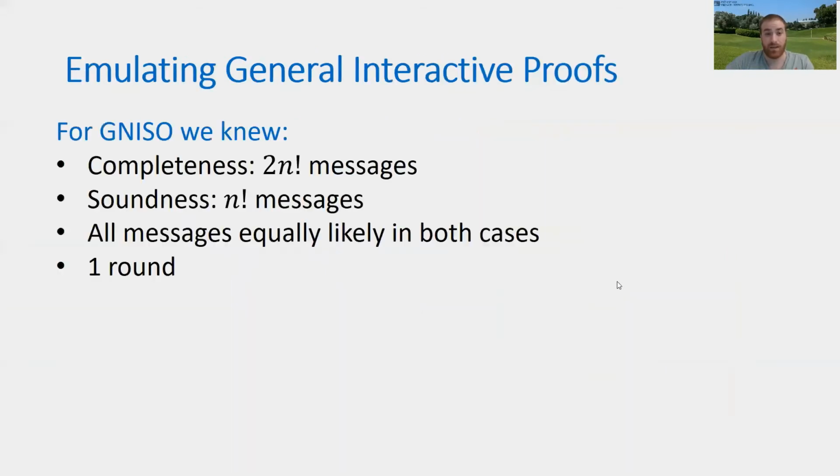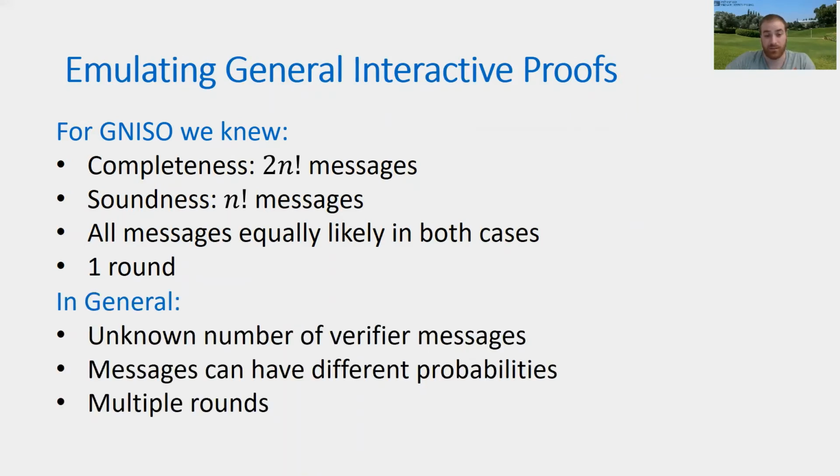So what did we have here? For graph non-isomorphism, we knew exactly the number of messages in completeness. We knew exactly the number of messages in soundness. All of the messages were equally likely because every graph in the isomorphism set was equally likely to appear. And there was only one round. It was a very simple protocol.